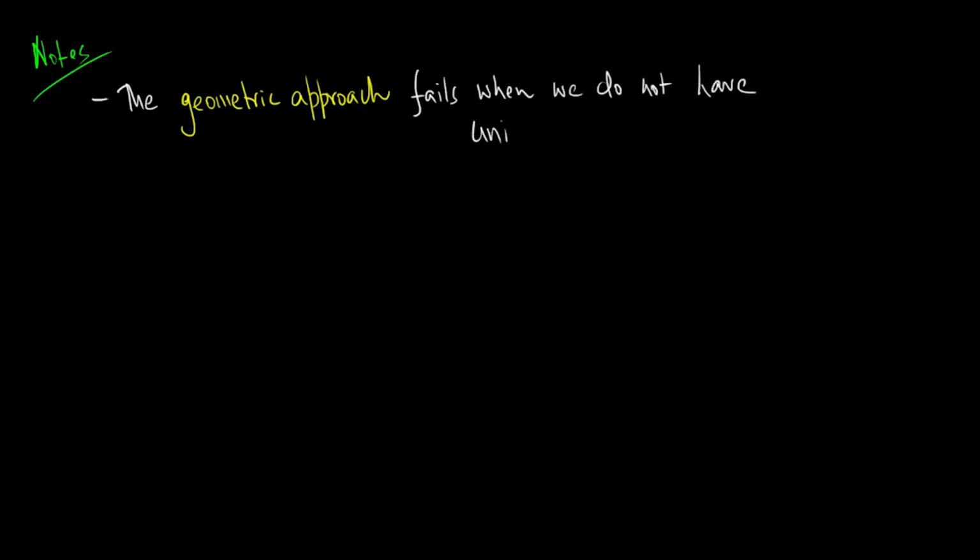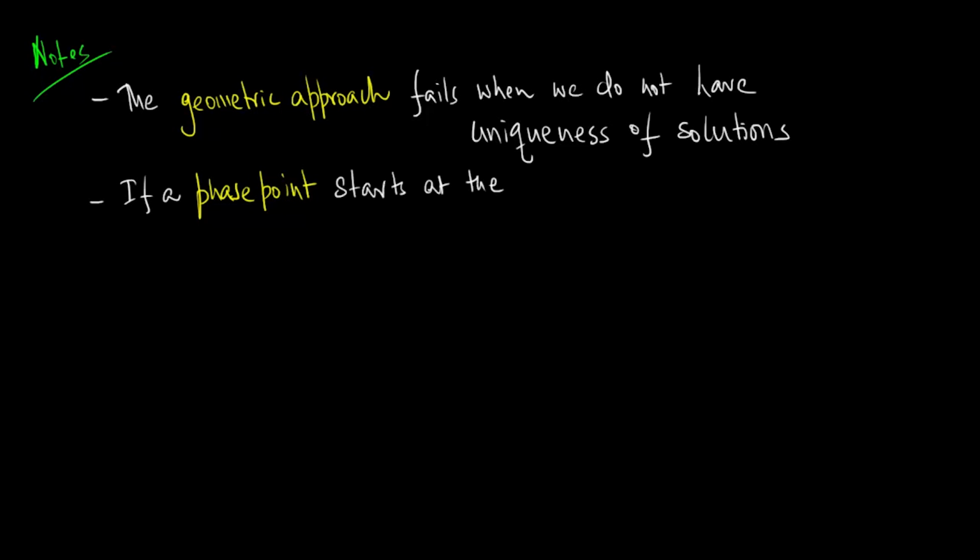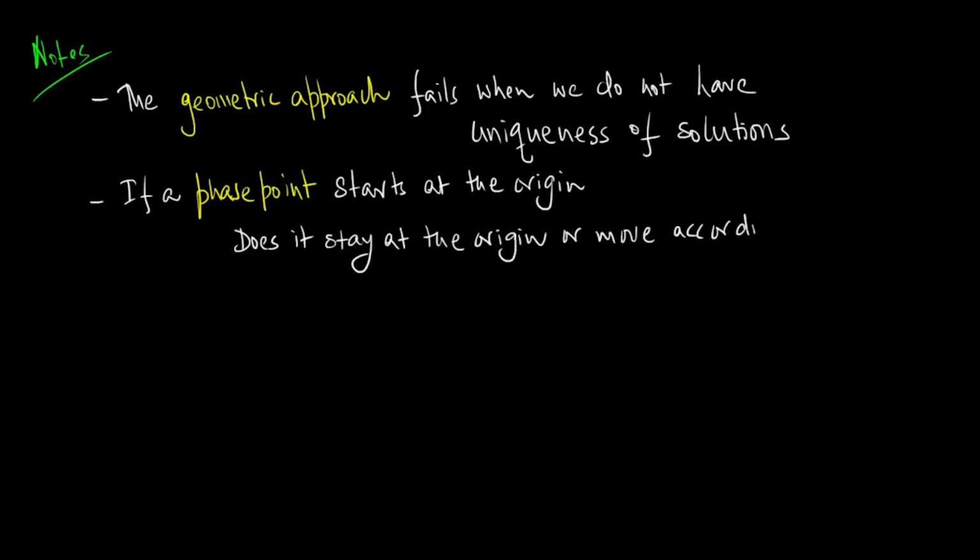Here are some notes. The first point is that the geometric approach actually fails when we do not have uniqueness of solutions to the differential equation. If a phase point starts at the origin, then does it stay at the origin for all time, or does it move according to the solution that we found, that is x of t is equal to (2/3 t) to the power of 3 on 2?